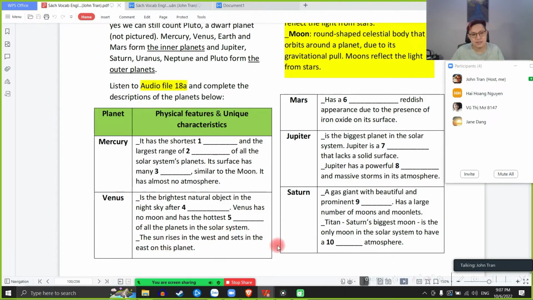And the sun rises in the west and sets in the east on this planet. Mặt trời thì nó mọc lên ở phía tây và nó lặn ở phía đông ở trong hành tinh này.